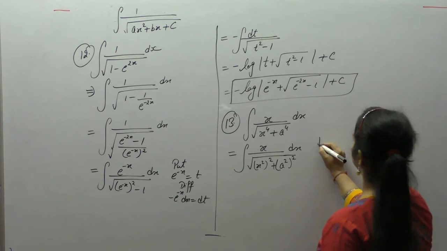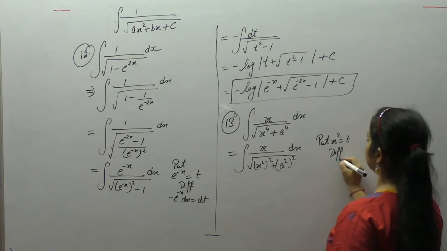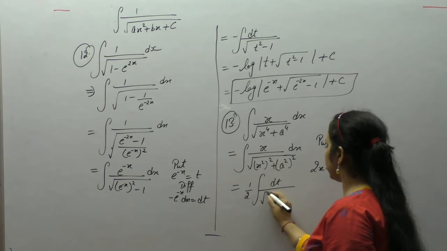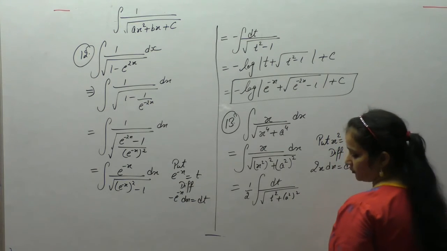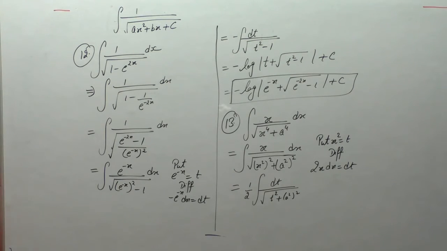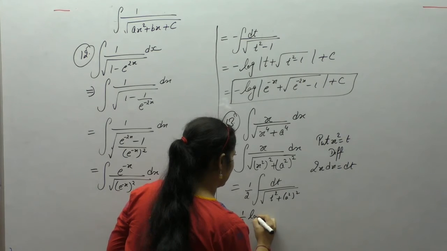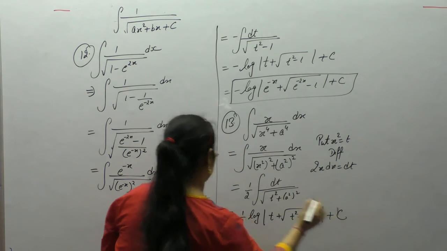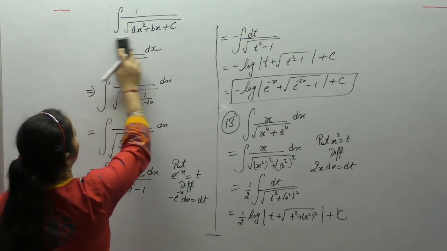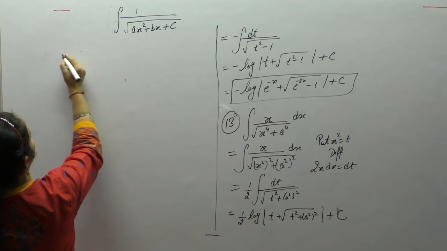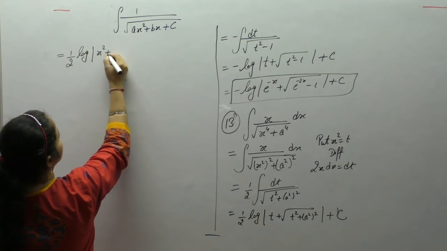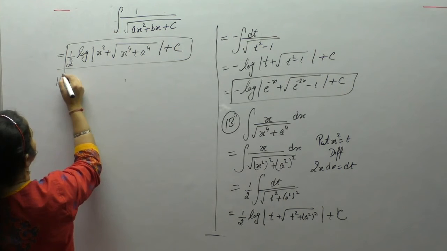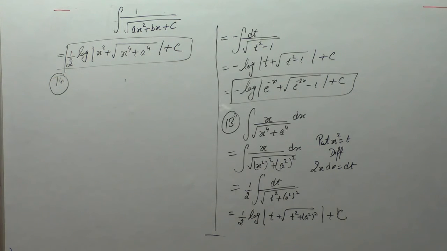Put x square as t. The derivative of x square is 2x, so x dx is dt upon 2. The integral of 1 upon square root of x square plus a square is log of x plus square root of x square plus a square. Here x is t, so log of t plus square root of t square plus a square plus c. T is x square, so put the value of t: half log of x square plus square root of x^4 plus a^4 plus c.